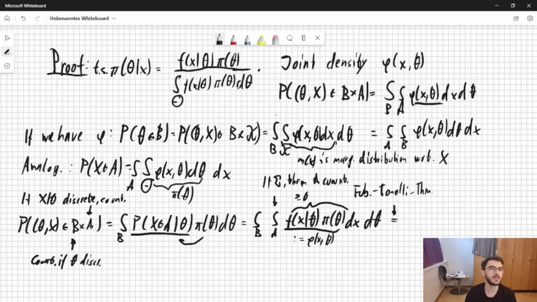The intuitive reasoning is that we don't want the distribution of x to change, in the sense that we don't want x to all of a sudden be continuous when x given theta was discrete. We don't want the kind of distribution that x has to change. Okay, so by Fubini-Tonelli we can change the order of integration, and then we do have a joint density.